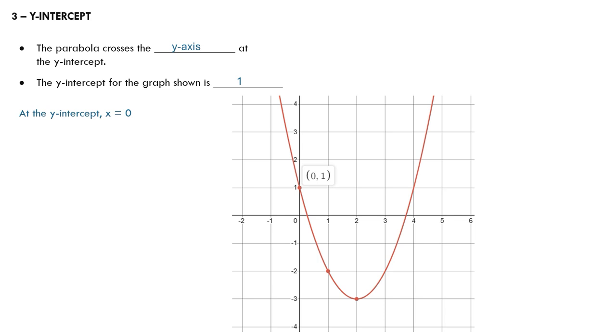This parabola crosses the y-axis at the y-intercept. And the y-intercept for the graph shown is 1. At the y-intercept, x has a value of 0. Well, that just kind of stands to reason. Anytime a point is crossing the y-axis, x is always 0.